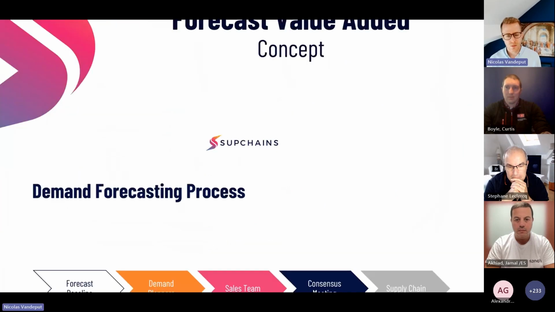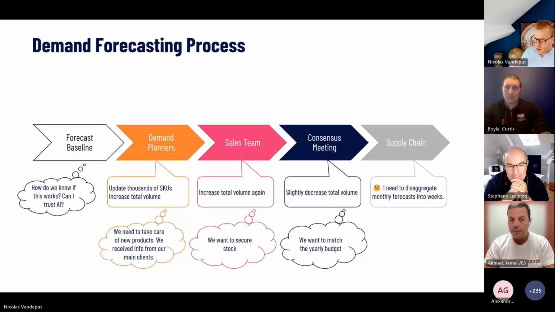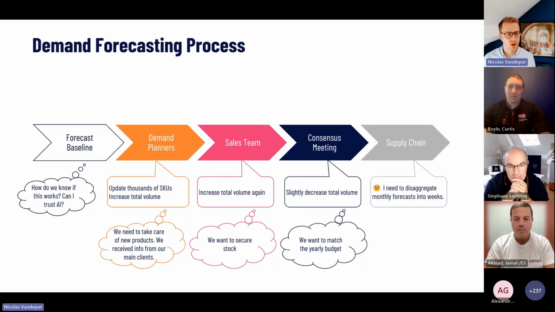Let me start right away. So normally, if you have a demand planning, demand forecasting process, it should look like this.